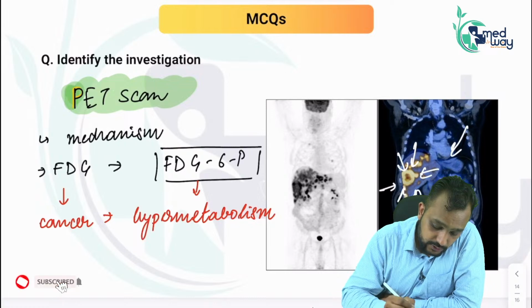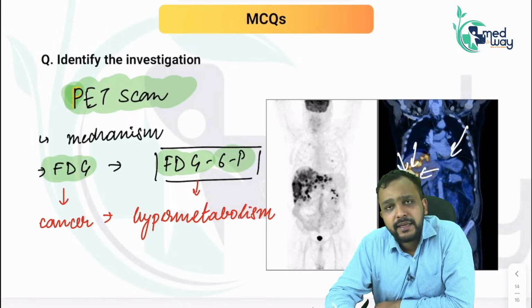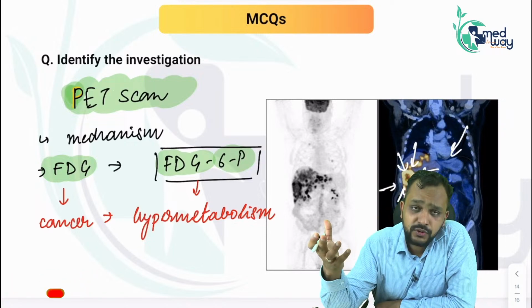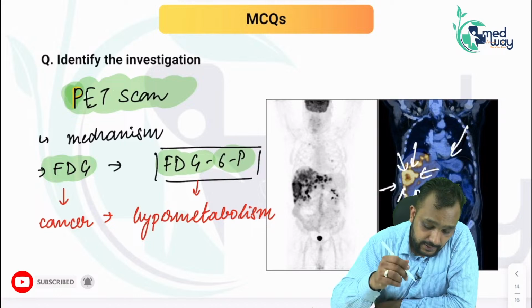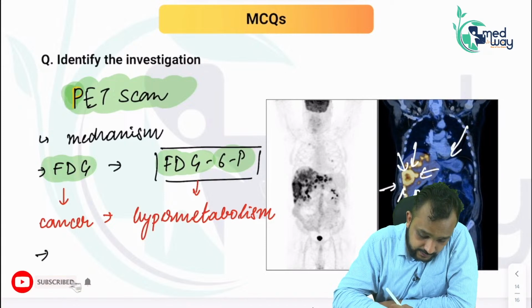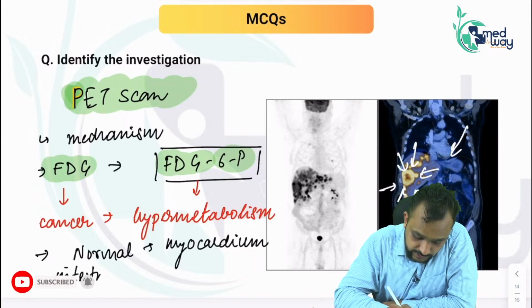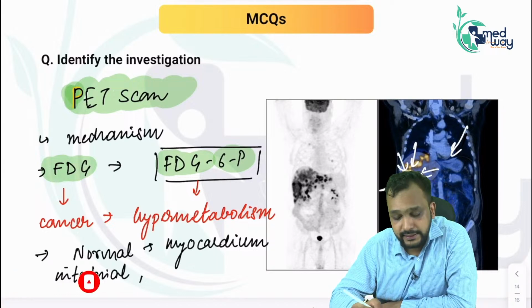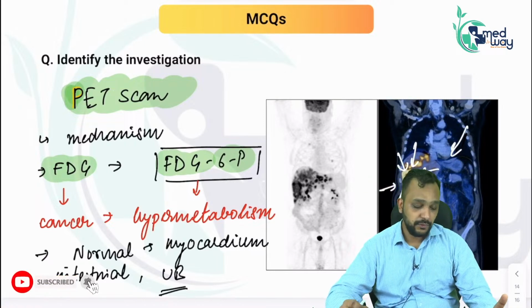So you should know the basic mechanism of FDG PET scan. It will show increased uptake in the tumor cells, right? And it is used for staging of the tumor, and for looking to find any metastasis. What else? Normal increased uptake will be seen by the myocardium, right? Then your intestinal wall may show increased uptake. Then it is excreted, so your urinary bladder may show increased uptake because of the excretion of this compound, right?